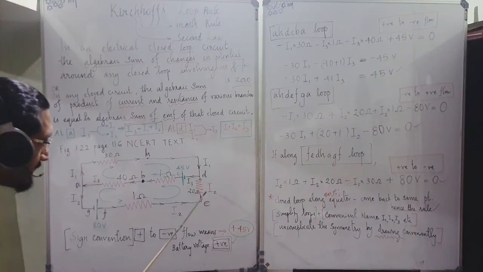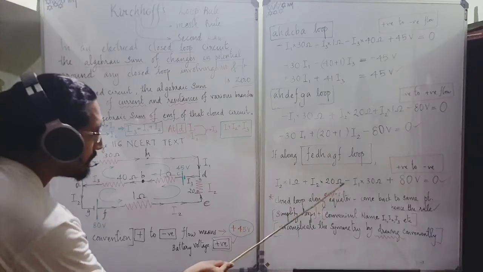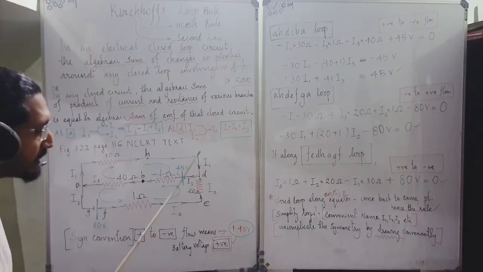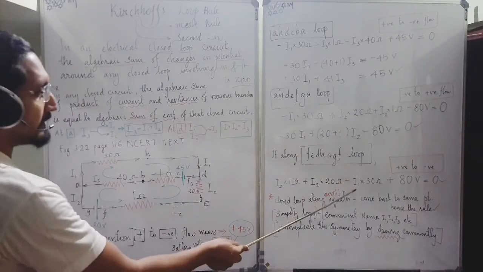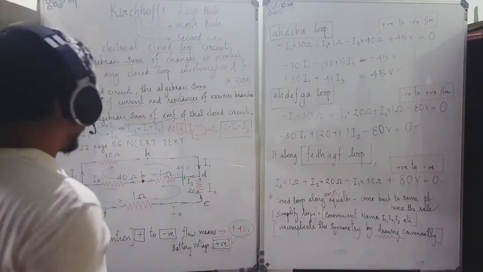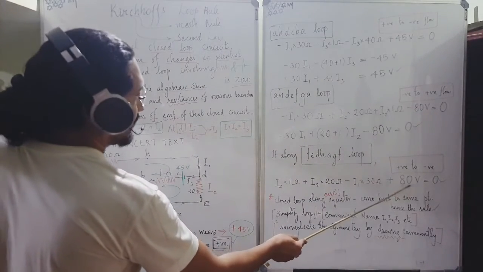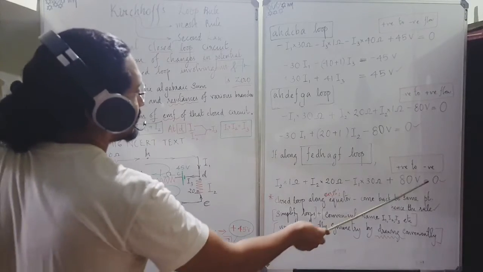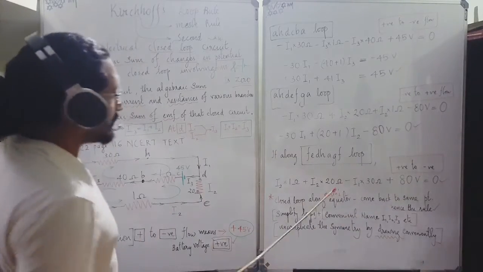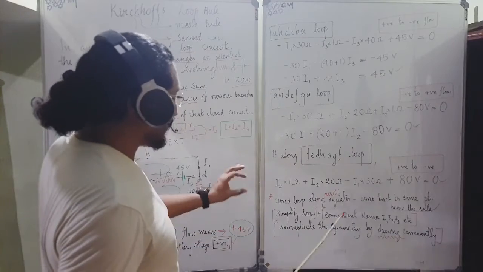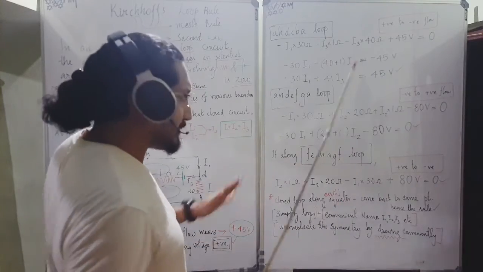Then the ED section, I2 into 20 ohm. Then I1 is coming in the opposite direction, minus I1 into the encountering 30 ohm, plus 80, the EMF of the cell. All this added together gives 0. That is the second law. Simplifying all this, we can get a very neat answer. So, this is enough for you.